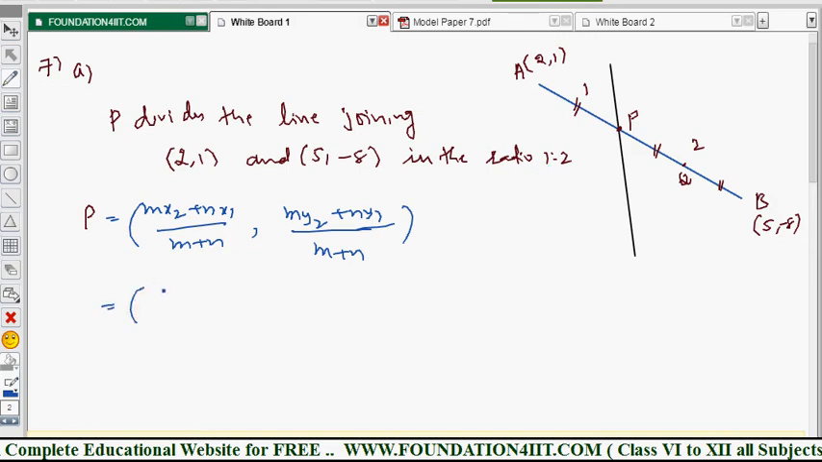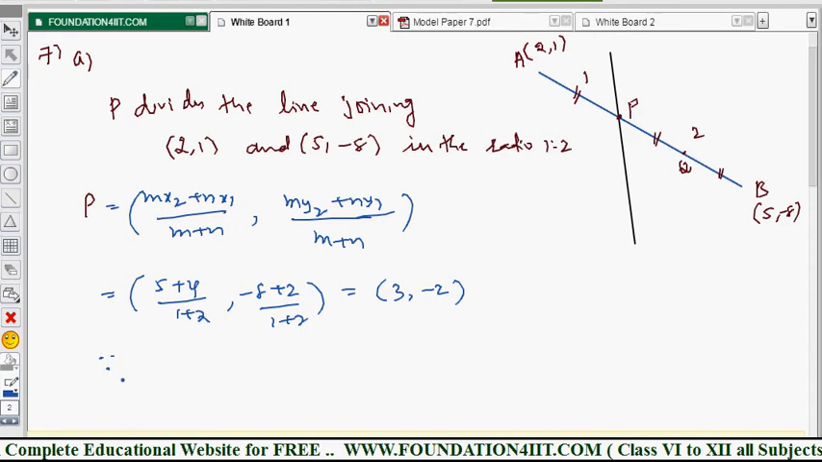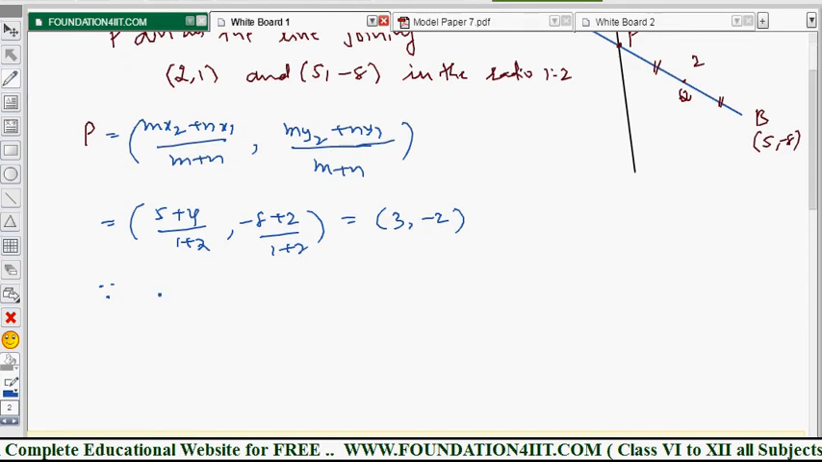If you apply this, you will get (5 plus 4) by (1 plus 2) and (-8 plus 2) by (1 plus 2). So that is (3, -2) when simplified, because 5 plus 4 is 9, and 9 by 3 is 3, and the other is -2. The condition is that P lies on the line 2x minus y plus k is equal to 0. So this line satisfies the point (3, -2).